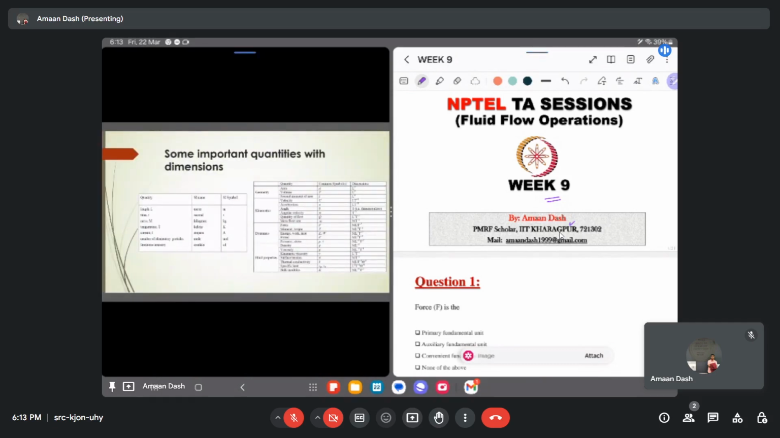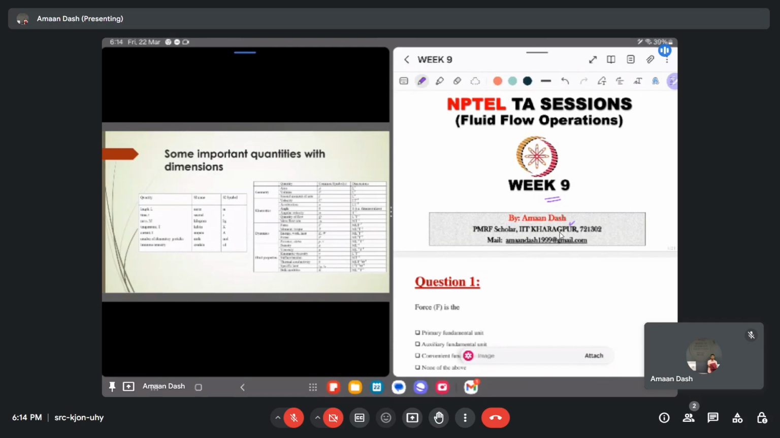And these are different important quantities with dimensions. You can see length has dimension L, unit is meter; time, seconds; mass M, kg; temperature in Kelvin; current in amperes; number of elementary particles in mole; and luminous intensity as CD or candela. And in geometry, we have area, volume, moment of inertia, second moment of inertia.